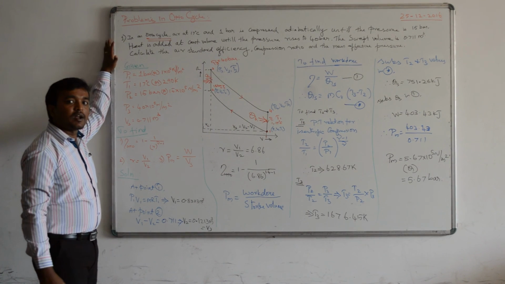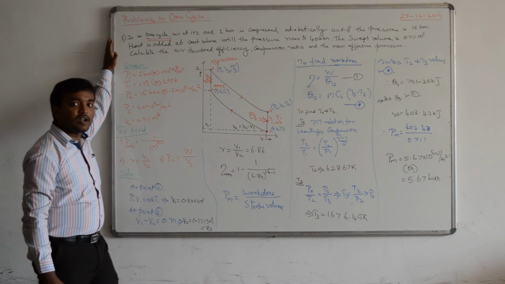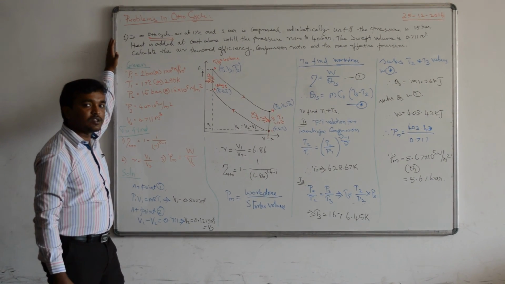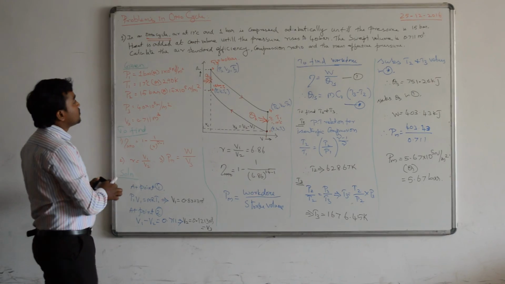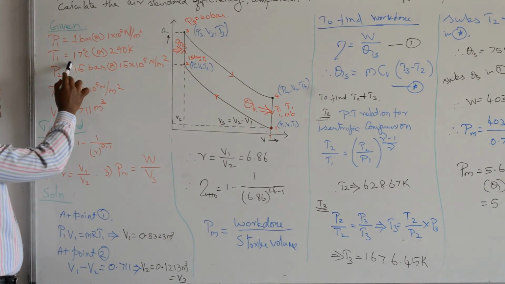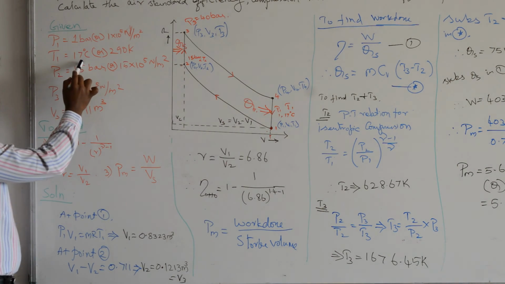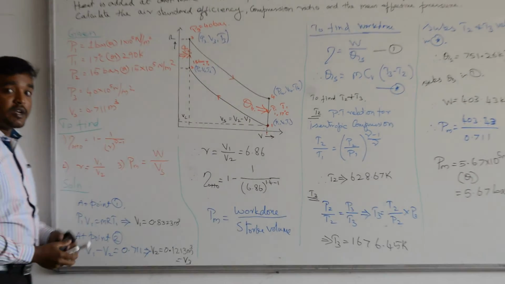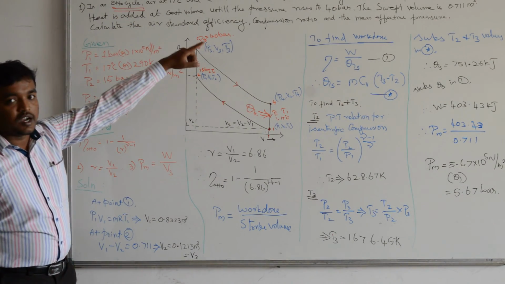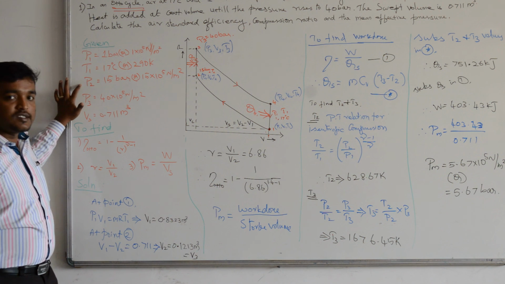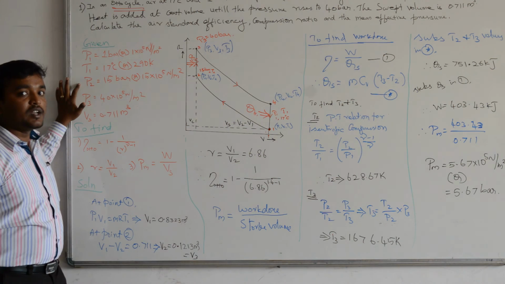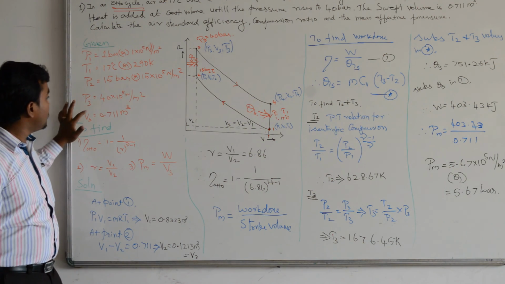First you read the problem and understand the problem, then you write the given data perfectly. Without writing the given data correctly, you can't solve this problem easily. First, they give pressure. The initial pressure and temperature of the cylinder is 1 bar and 70 degrees Celsius. Then it is compressed adiabatically, 1 bar until the pressure rises to 15 bar. Then heat is added at constant volume until the pressure rises to 40 bar.